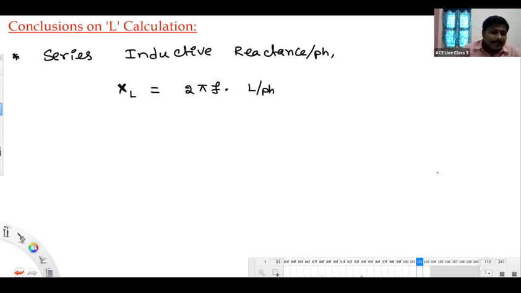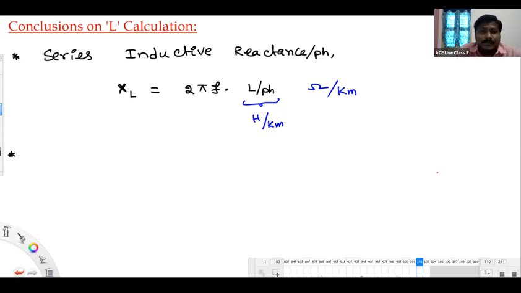See, actually, this L I am keeping in terms of Henry per kilometer. I'm substituting that in Henry per kilometer as a number. What's the unit of XL? Generally ohms. And as we are keeping L per kilometer, we should say ohm per kilometer. XL in terms of ohms per kilometer, that's the series inductive reactance.